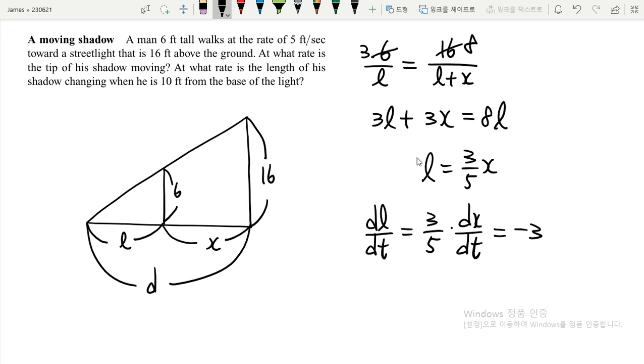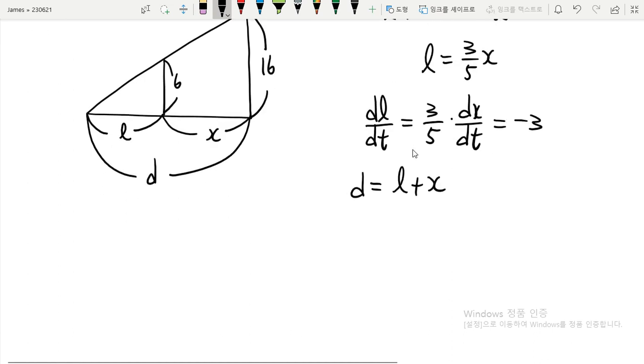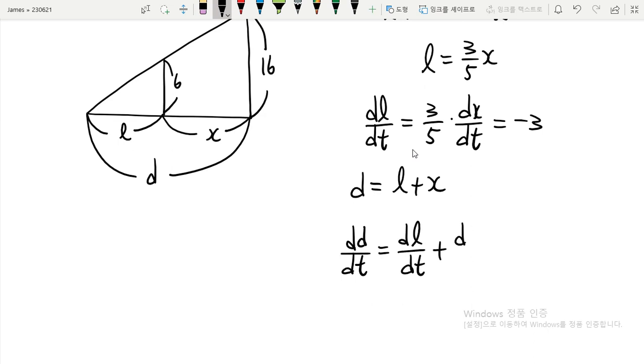And then if we want to find the rate of the tip of the shadow, that means we want to find dd over dt. This is the second d here. One second. At first, d is equal to L plus x. So if we differentiate this equation, dd over dt is, because these two values are both negative, the tip of the shadow is moving toward the light at a rate of 8 feet per second.